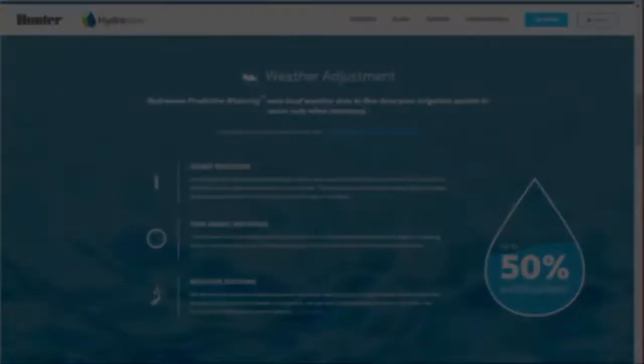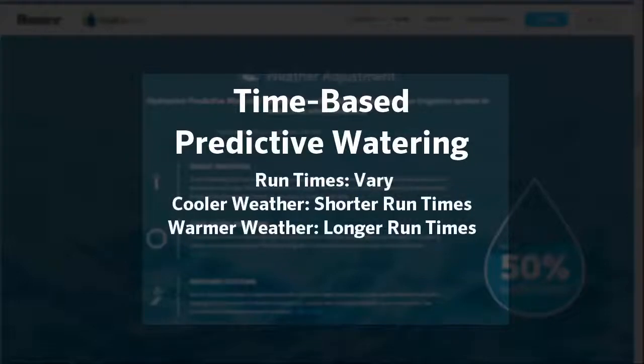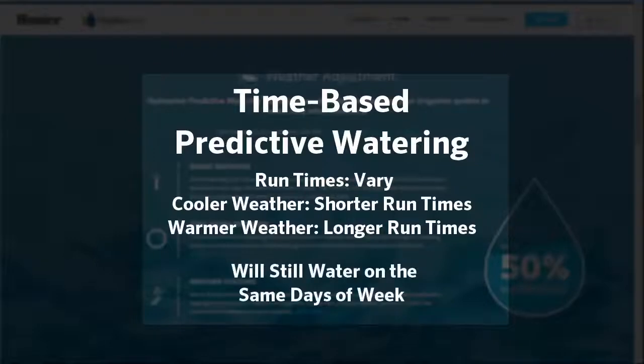To summarize, when using the predictive watering adjustments with time-based schedules, the run times will change. When it's cooler, the run time will be less, and when it's warmer, the run time will be more. But it will still water on the desired days.